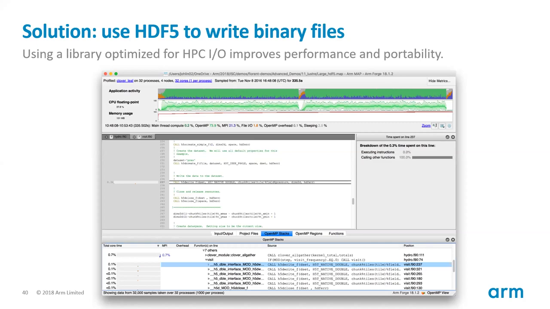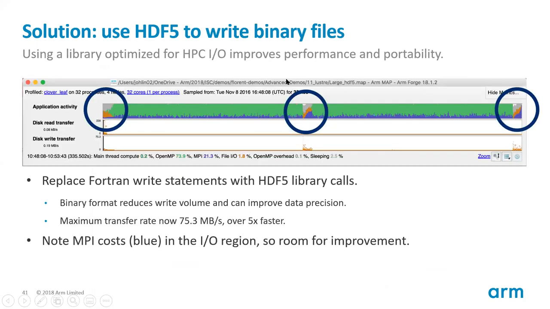from the previous method to using HDF5, we see a much improved total runtime. So the IO regions have shrunk compared to the actual calculation. And now when we look at the disk write transfer, we have a maximum write of 75.3 megabytes per second. And that resulted in a more optimized code.